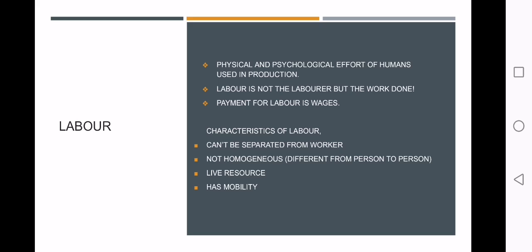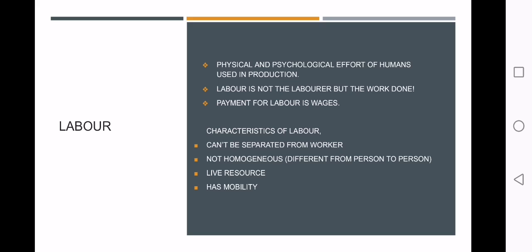But it's not the teacher. I am not the labor. These words that I speak, that's the labor. The things that I teach, that's the labor. If the carpenter is making something, that's the labor, not the carpenter. And the payment for labor is wages. And what do I get?